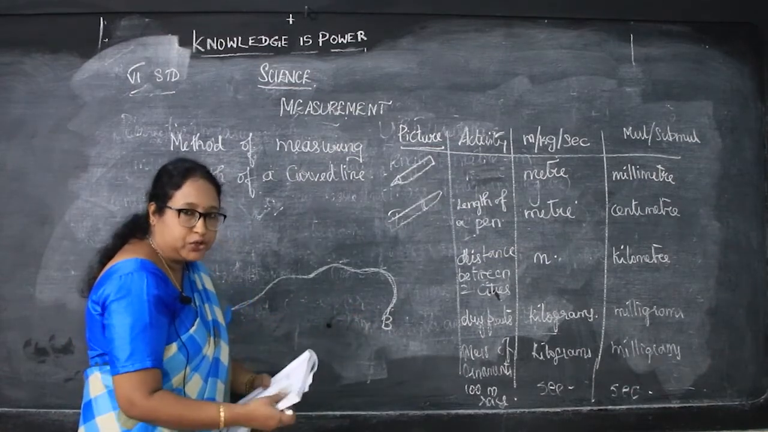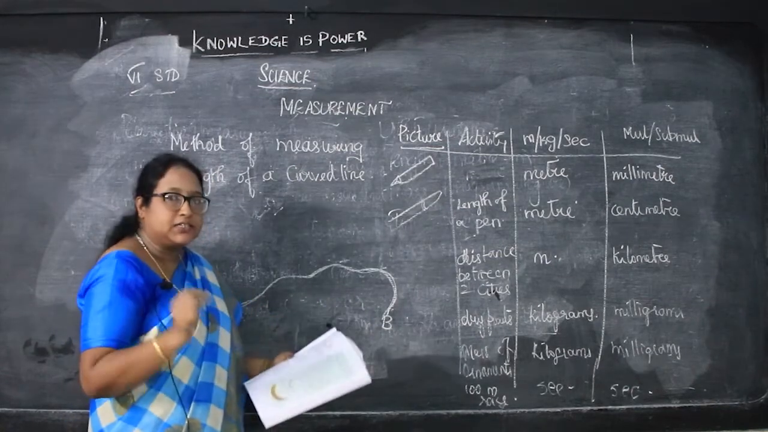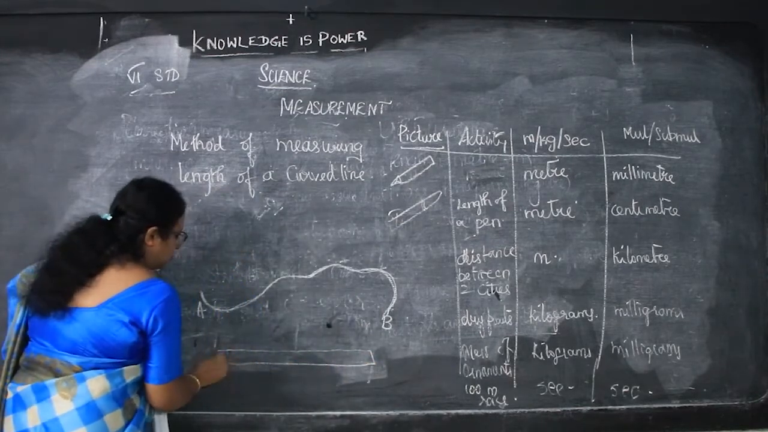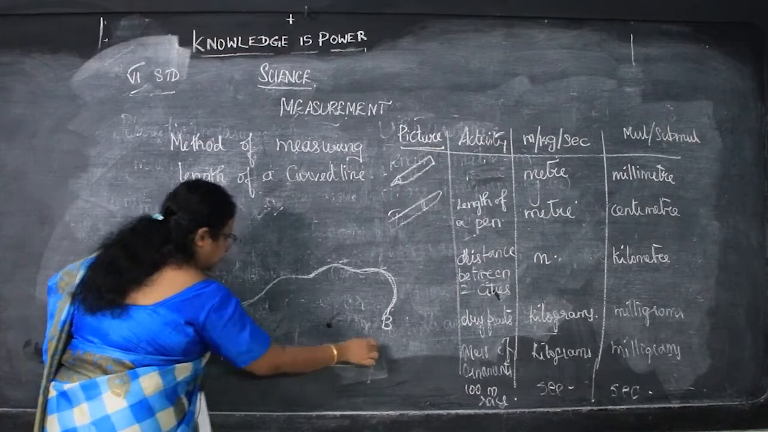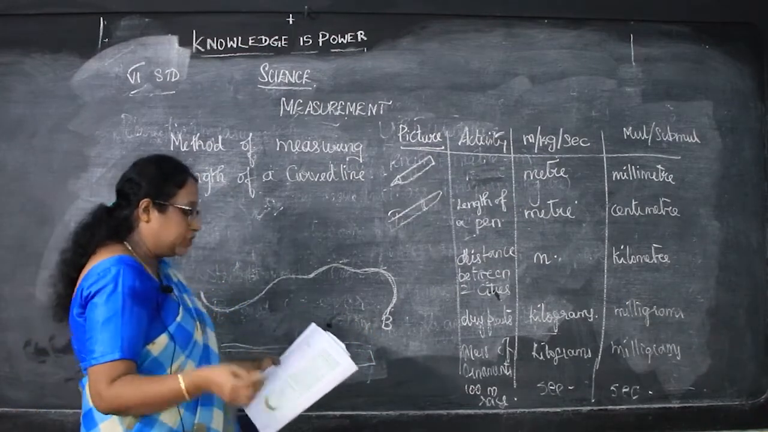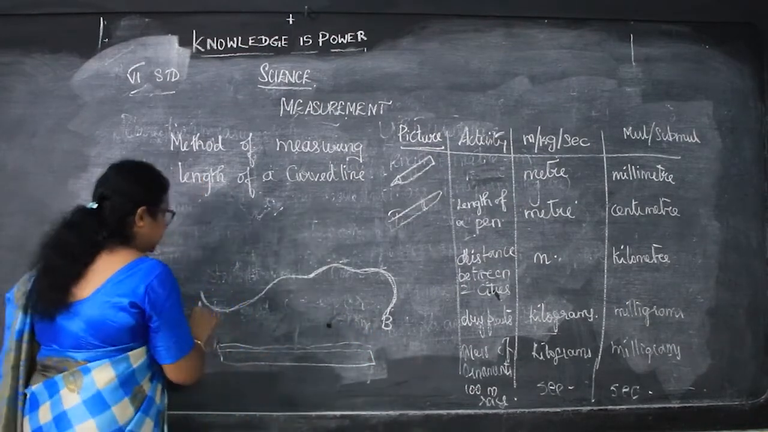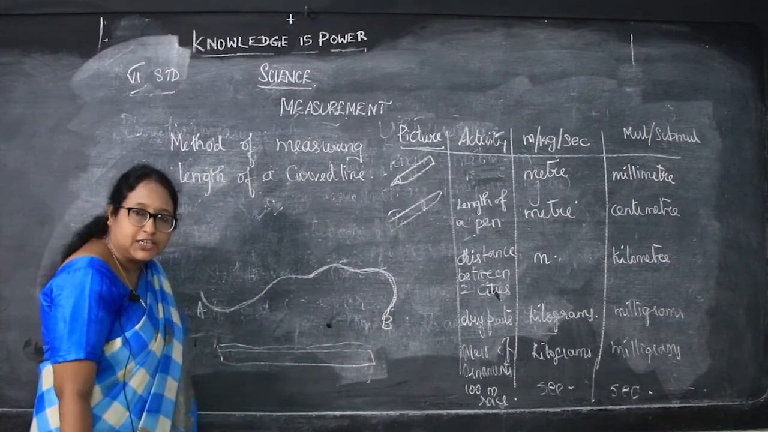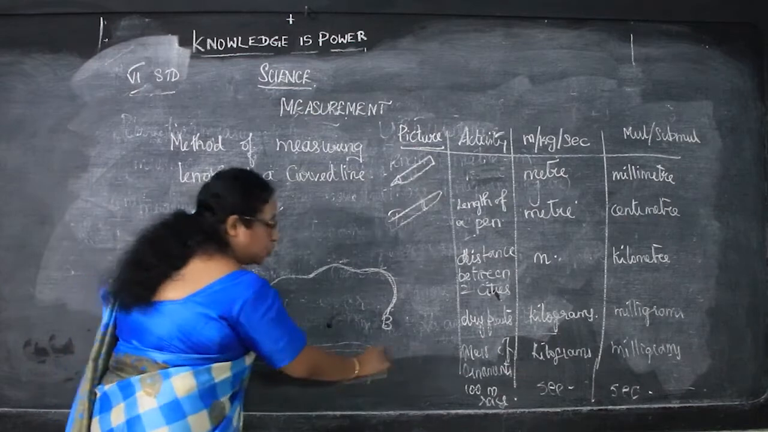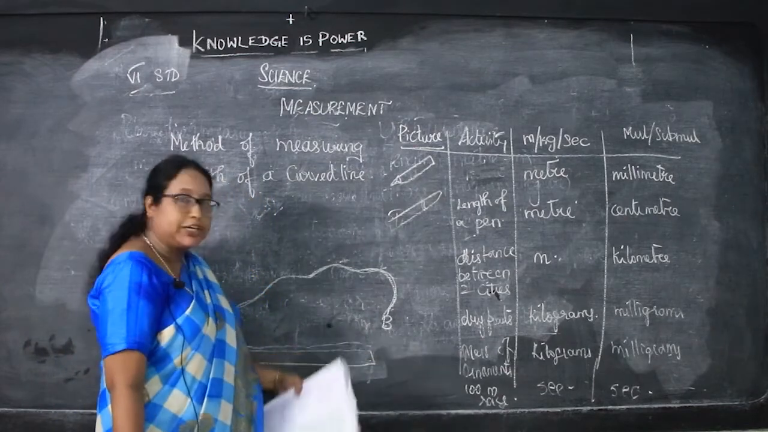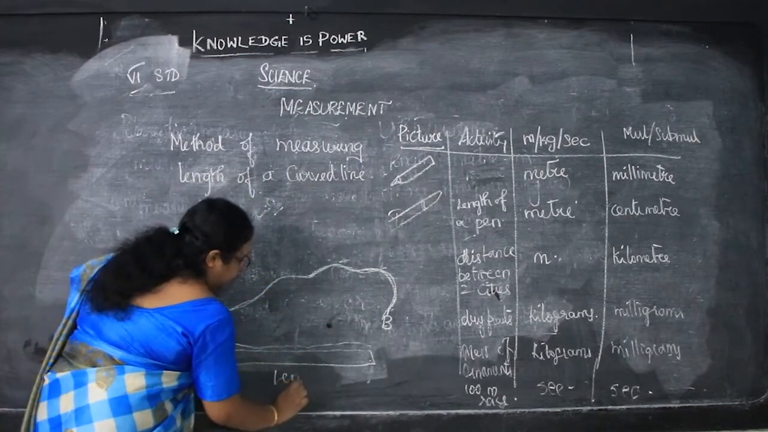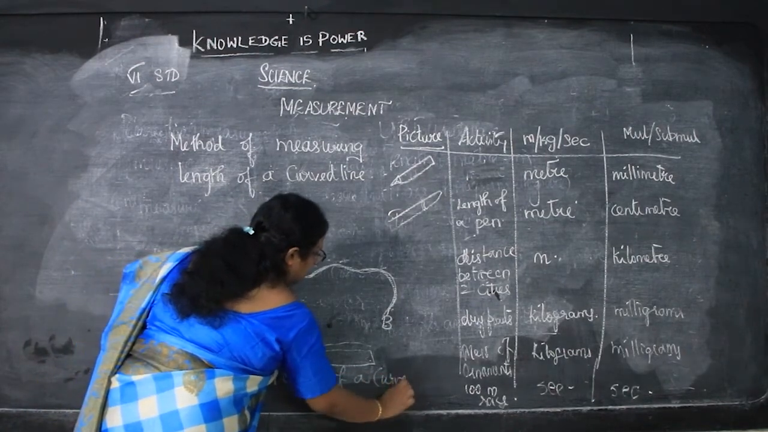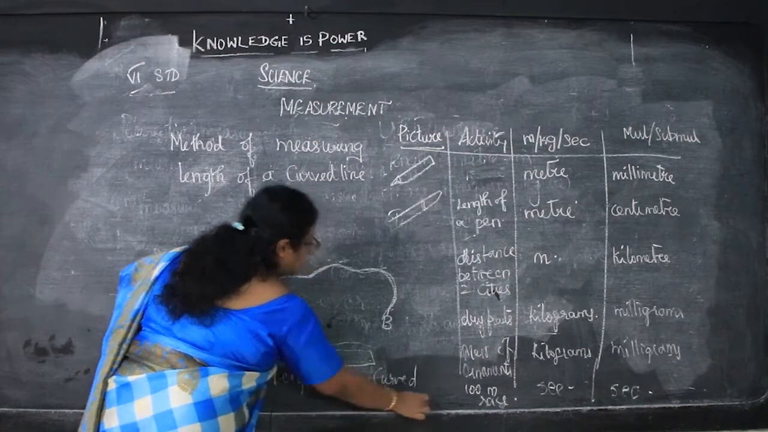Now what you have to do? You have to stretch the string along the meter scale and measure the distance between these two markings. This will give you the length of the curved line.